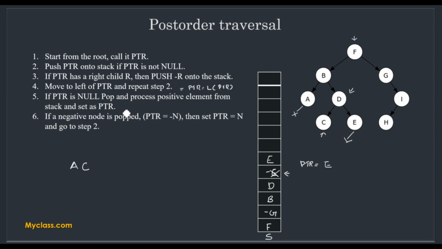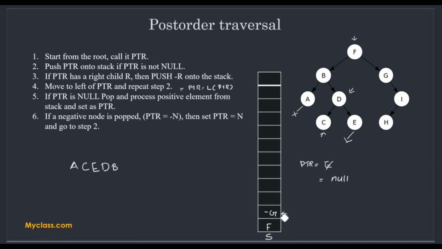If PTR is null, and now PTR is null because there is no right child of E and no left of E, then PTR is null now. If PTR is null, pop and process the positive element from the stack. So we want to pop E and process E. Now again the top of the stack contains D, a positive element. We are doing the same again. So we have already popped this.